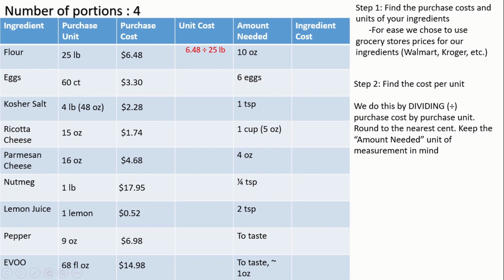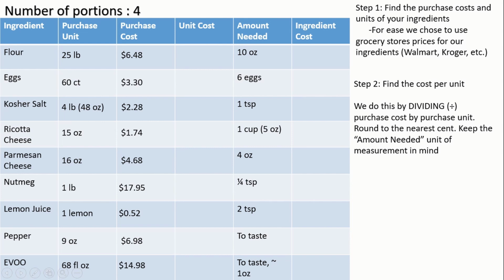However, one thing you need to keep in mind is the amount needed unit of measurement. So for example, in our amount needed, as you can see, it's in ounces. If we were to divide $6.48 by 25 pounds, we'd find the unit cost per pound, which is completely okay. It just then makes your calculations much, much harder when you're trying to multiply it by 10 ounces.